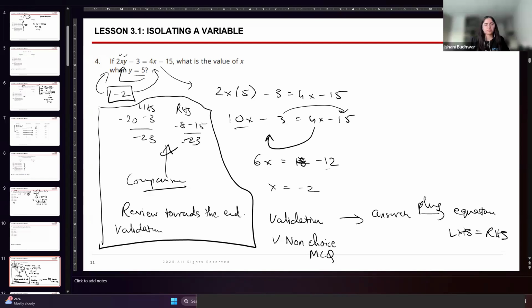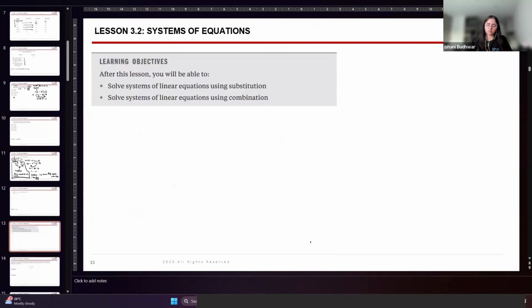Cool? Okay. So that was the first part, which is equations involving just one variable. Now come equations which involve two variables. Generally, these are called simultaneous equations. And these can be solved in two ways. One is using substitution and the other using combination. I will explain what this is. So whatever you're comfortable with, you can use that method.